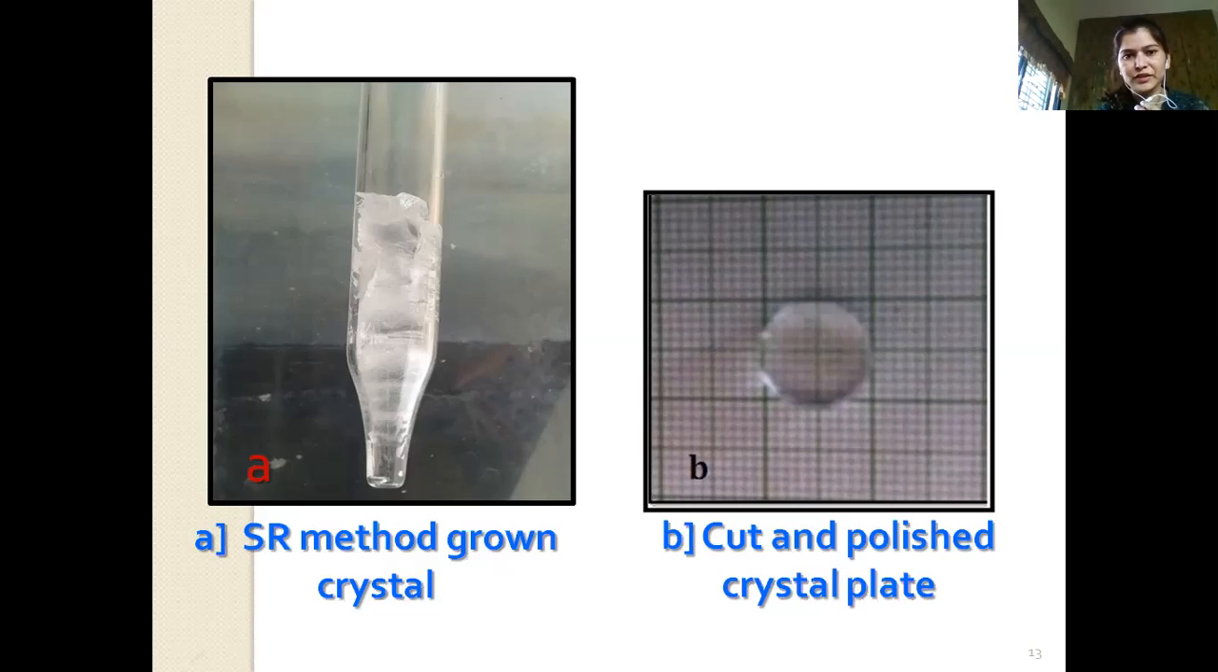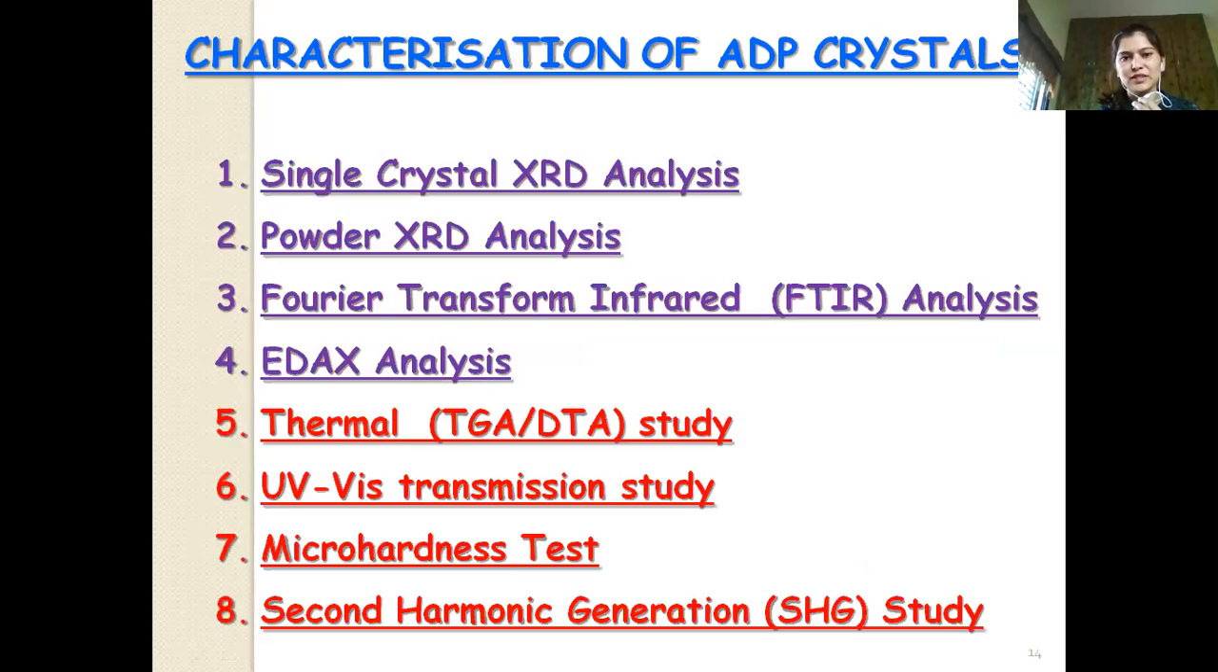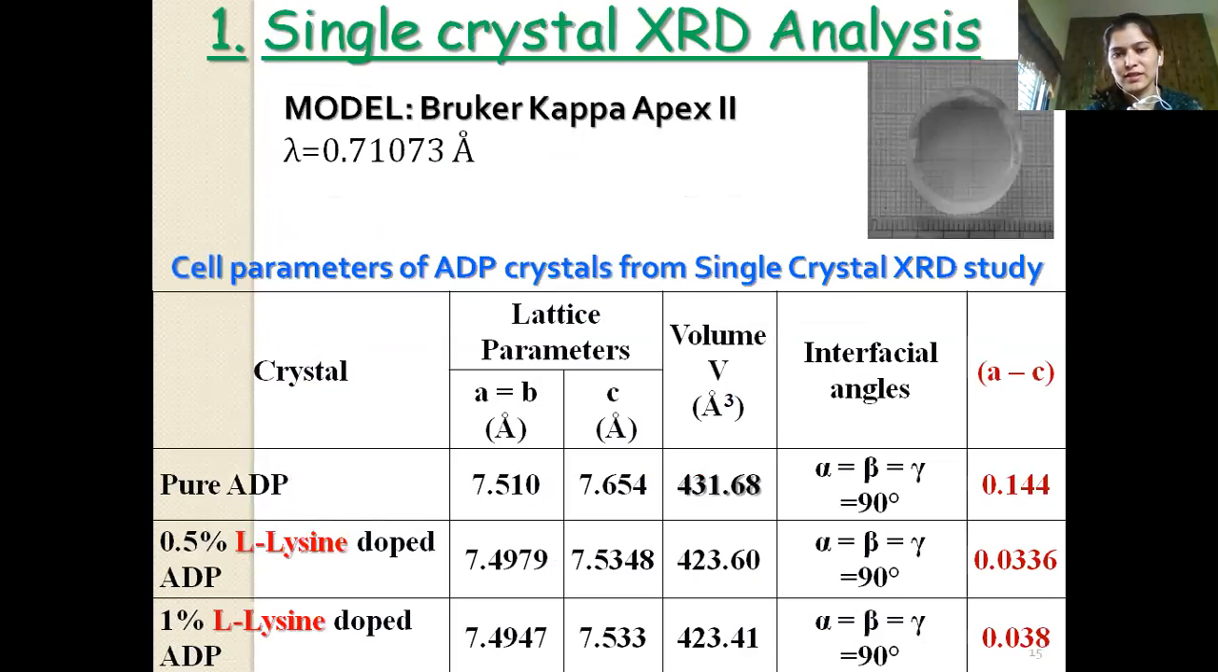I did the following characterizations: single crystal XRD, powder XRD, FTIR, EDAX, thermal analysis, UV transmission study, microhardness test, and SHG study. Starting with the single crystal XRD, here I got this data from the study, and by observing this data, we can say that our crystal belongs to the tetragonal symmetry. Here, all the crystals belong to tetragonal symmetry.